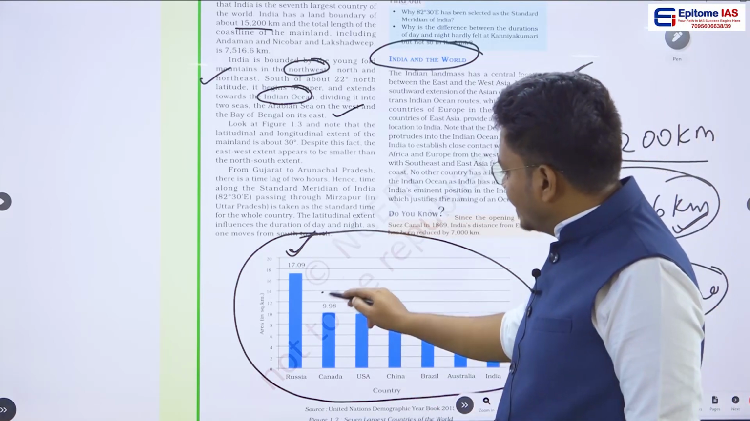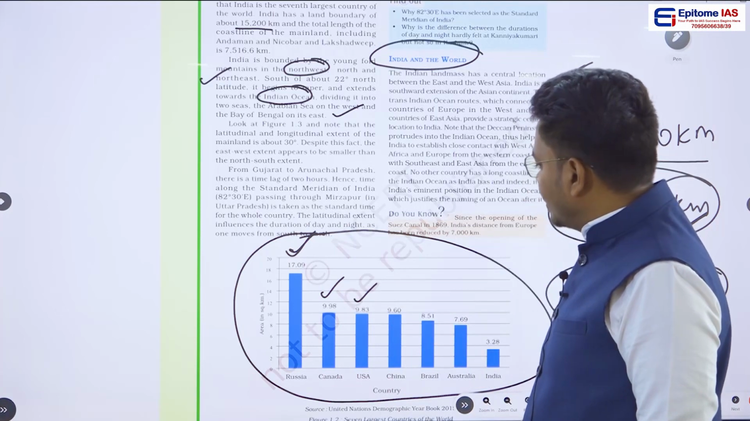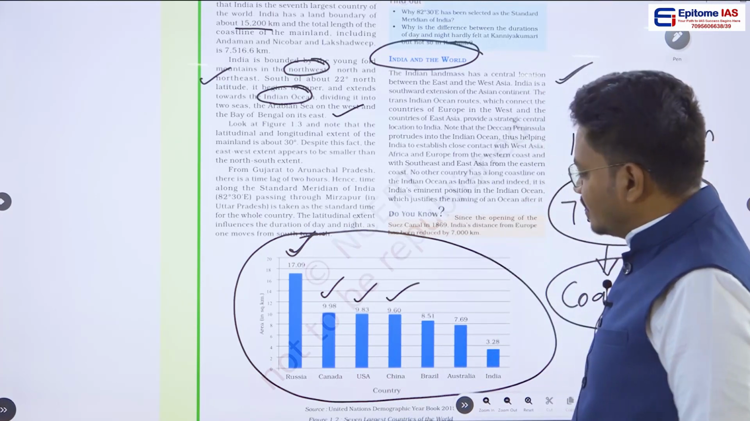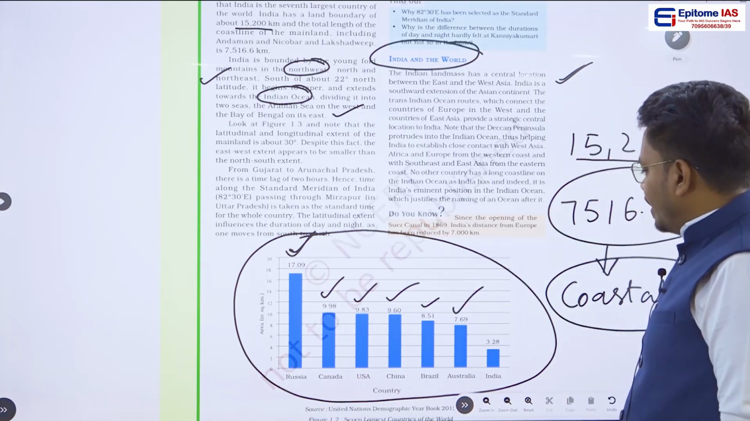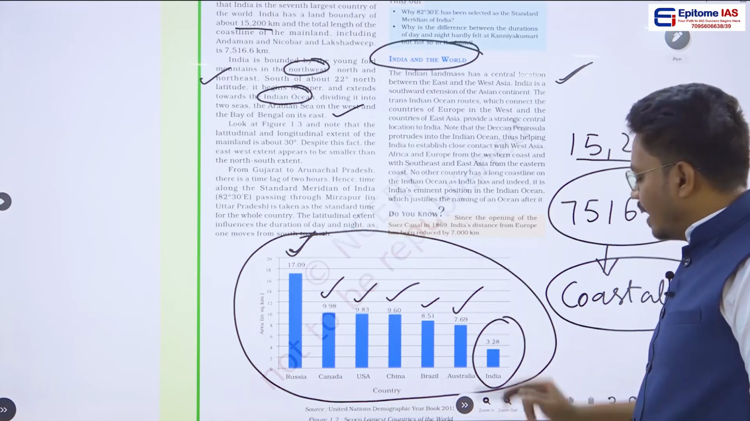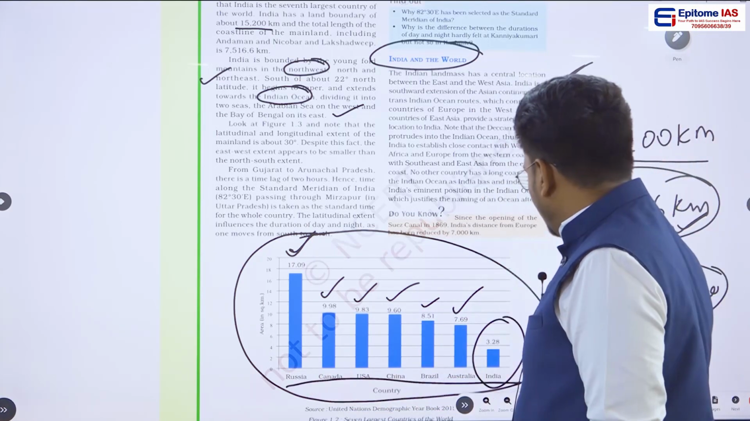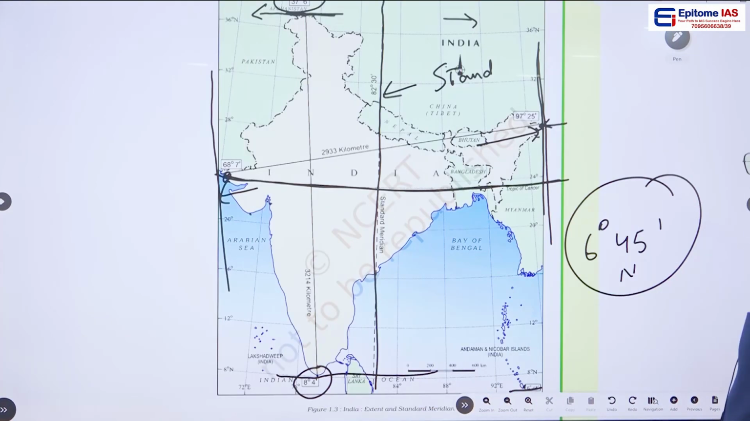Then in second place, Canada, with 9.99 million square kilometers. USA has 9.83 million square kilometers. Then China 9.60, then Brazil 8.51, Australia 7.69, and India has 3.28 million square kilometers. So this ranking is also an important fact we should know.